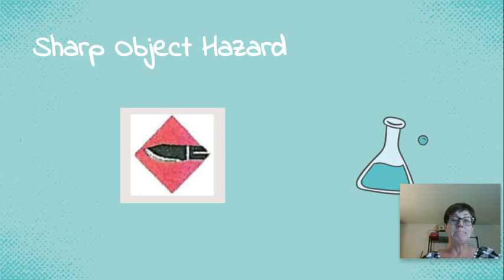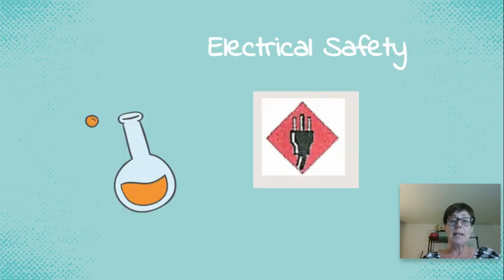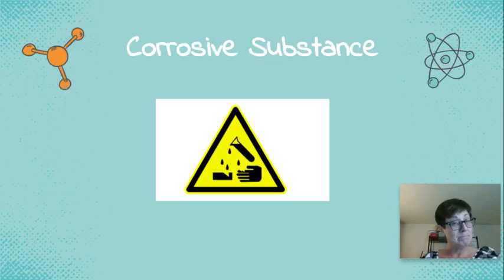Electrical safety. So we don't want to mix water and electrical equipment, and you'll notice that I have outlets by my sinks. So when we use electric pieces of equipment, I'll tape off the sinks and tell you not to use them.